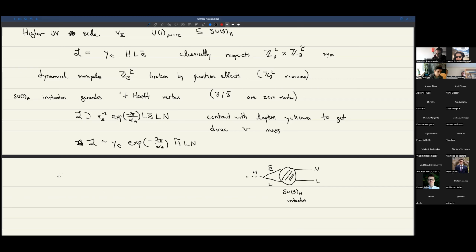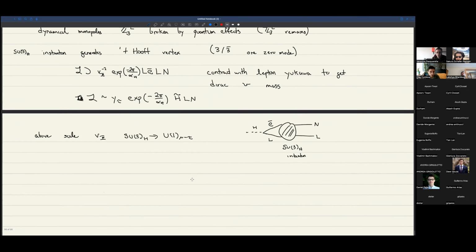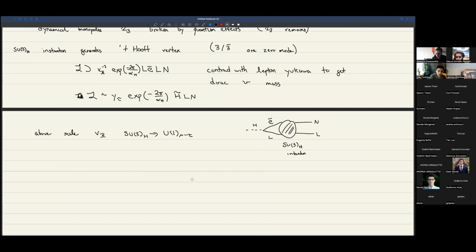We should try to get some more physics out of it. What I wrote here was valid above the scale, or at the scale V phi. But let's run it down. So V phi is where, I remind you, SU3H was Higgsed to U1 mu minus tau. Let's run it down to the mass of the Z prime. The Z prime is the gauge boson for U1 mu minus tau.